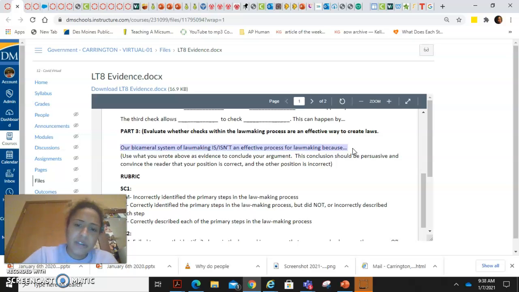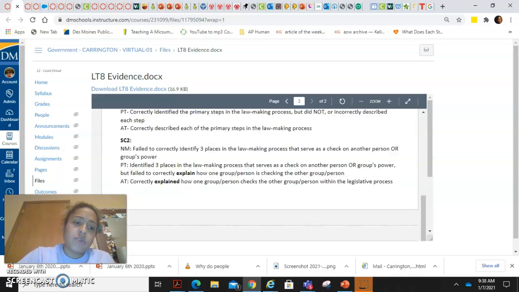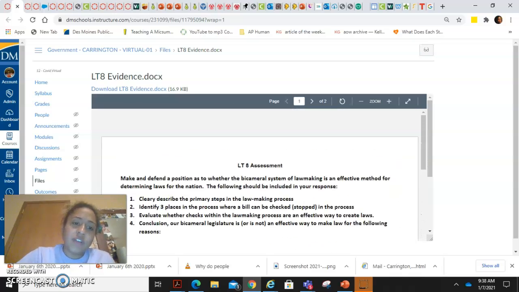Okay, here is a rubric. Please use the rubric to revise and double check your assessment before you submit it.